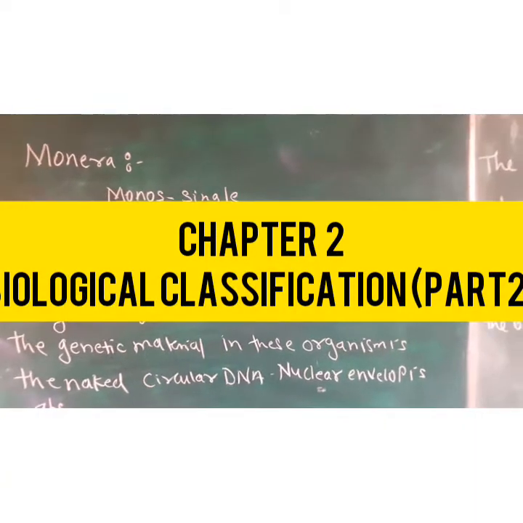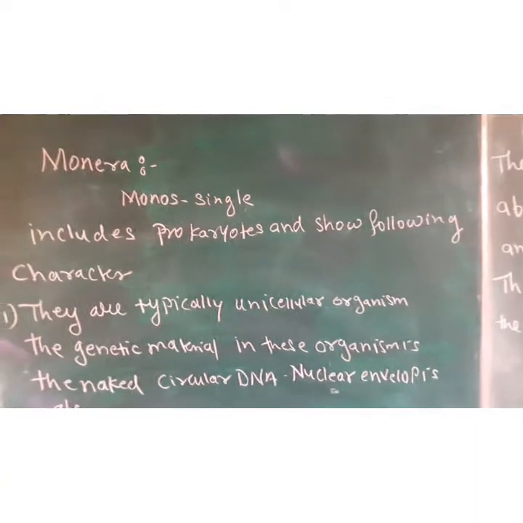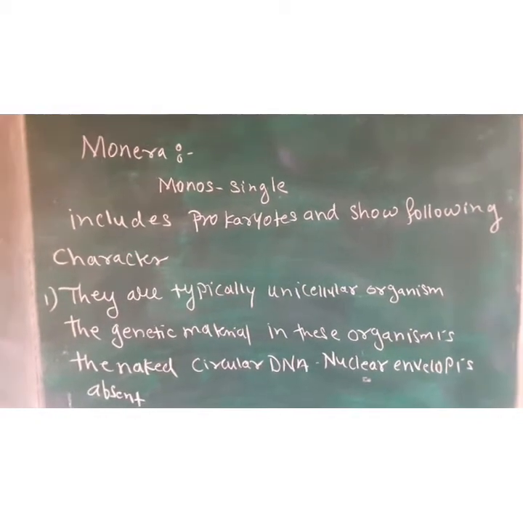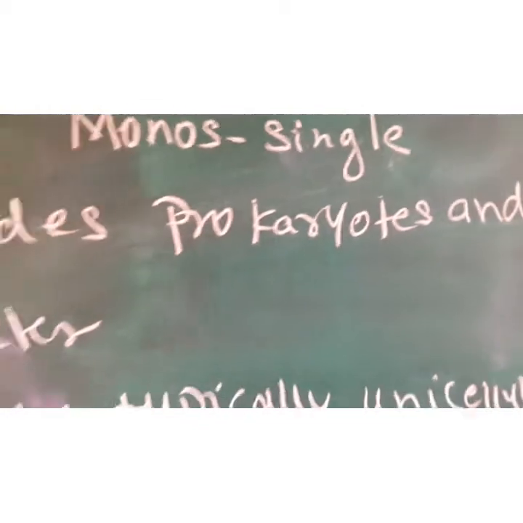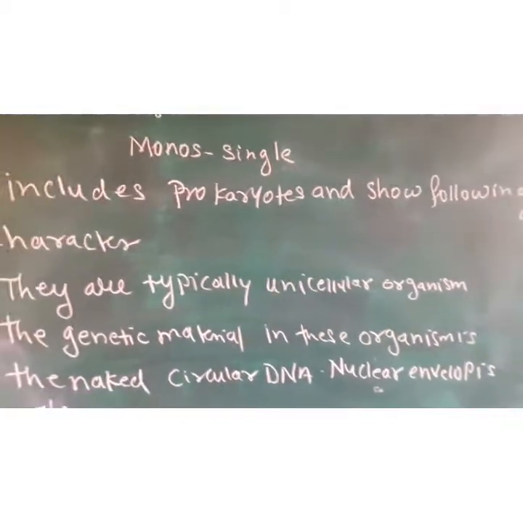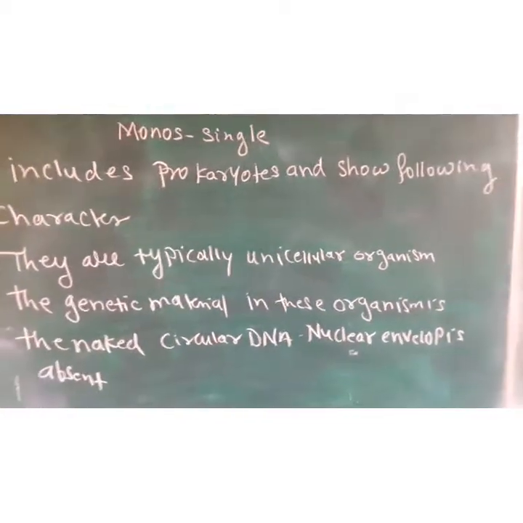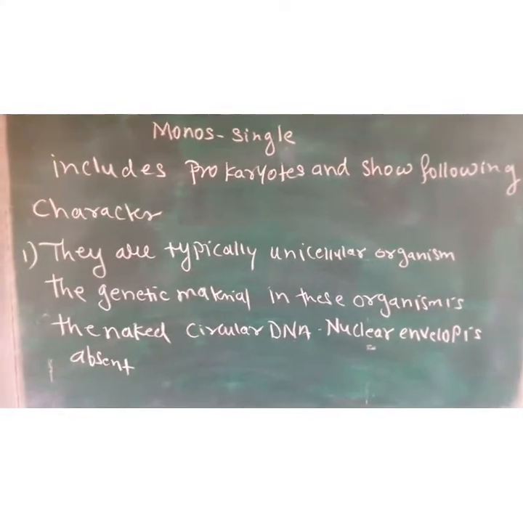Having finished Whittaker's five kingdom classification, in this video we are going to start with Monera. Here monos means single. So all those organisms which are prokaryotes come under Monera. They are typically unicellular organisms.